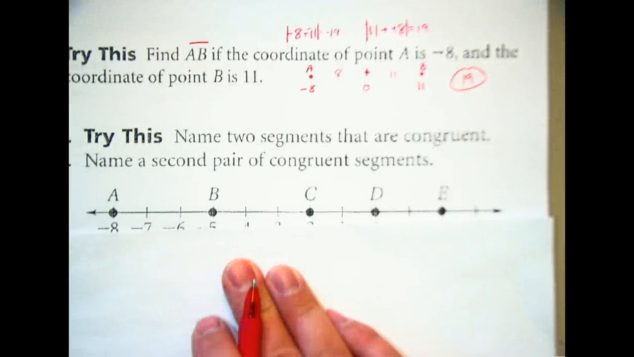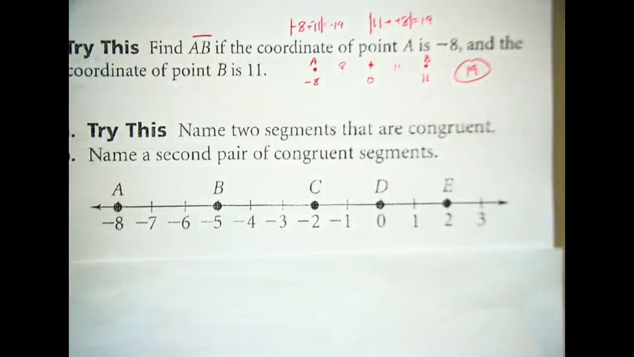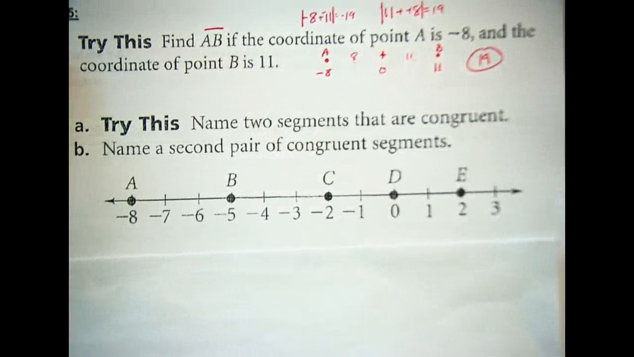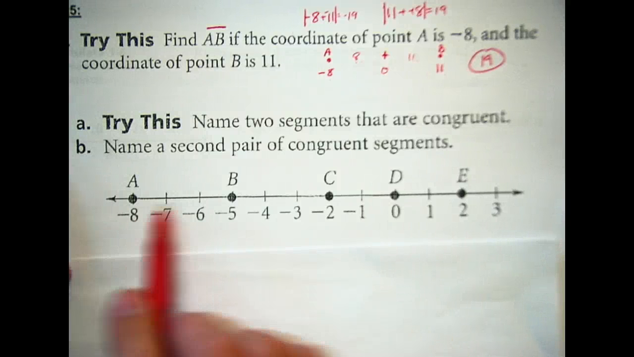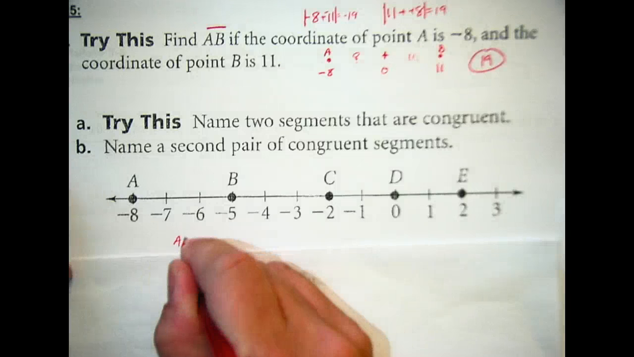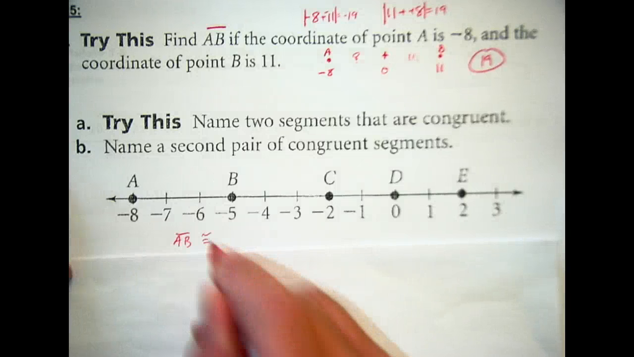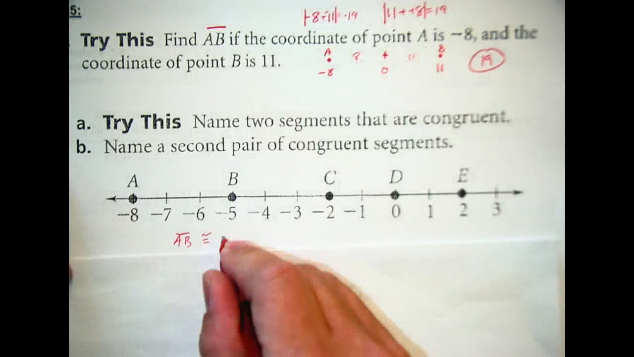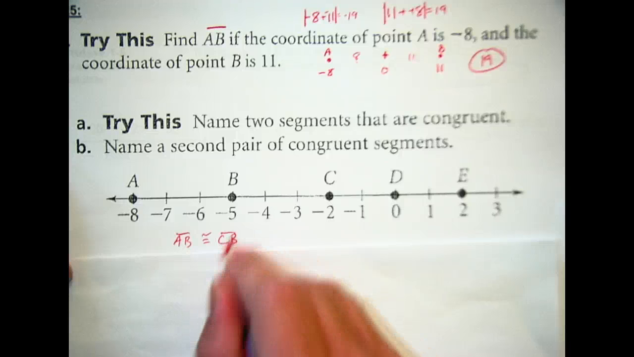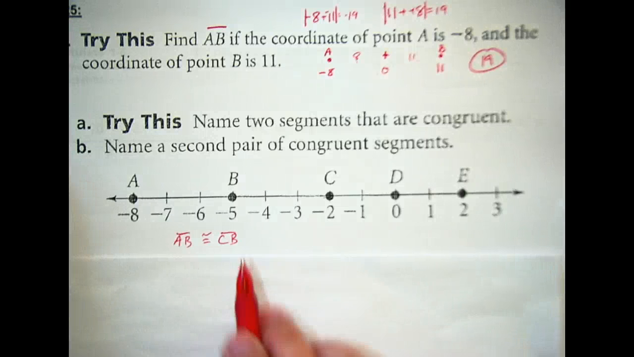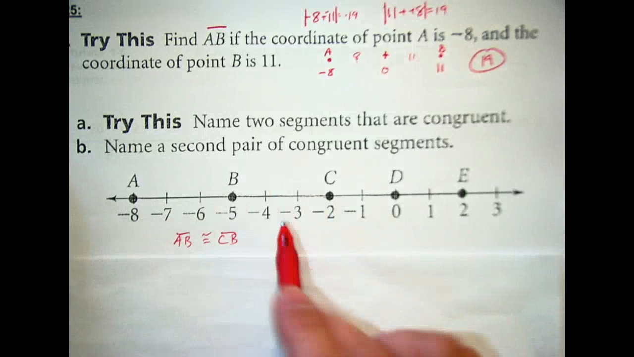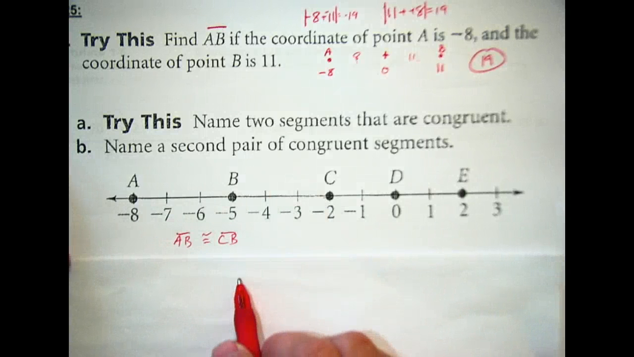Try this. Name 2 segments that are congruent. And then name a second pair of congruent segments. There you go. Give it a shot. Write it on your paper. Okay, how many got AB is congruent to, well, what is it congruent to? Yeah, it's congruent to BC. Could I say CB? Yeah, good. Either way is fine. AB is congruent to CB or BC. How about another set?